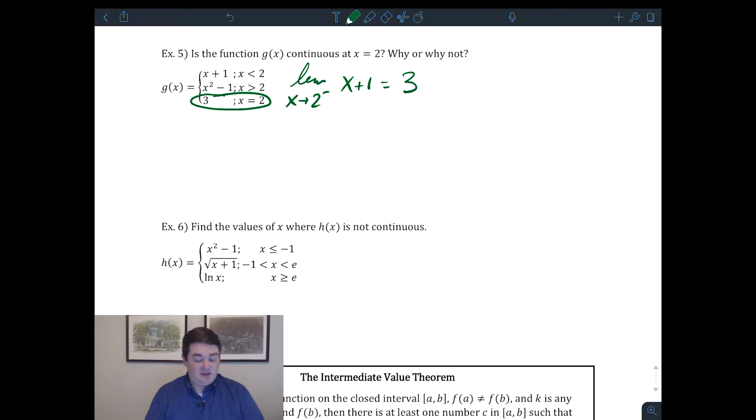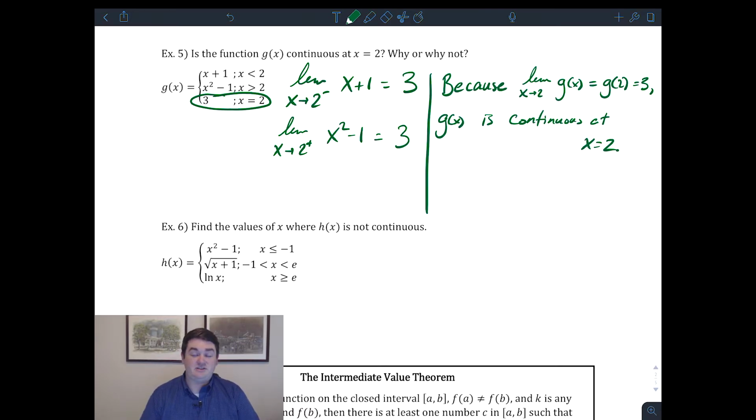That gives me 3. And I can find the limit as x approaches 2 from the right by plugging into x squared minus 1, which is also 3. So the limit exists, it equals 3. The function exists, it equals 3. Because those are the same, this is continuous at x equals 2.